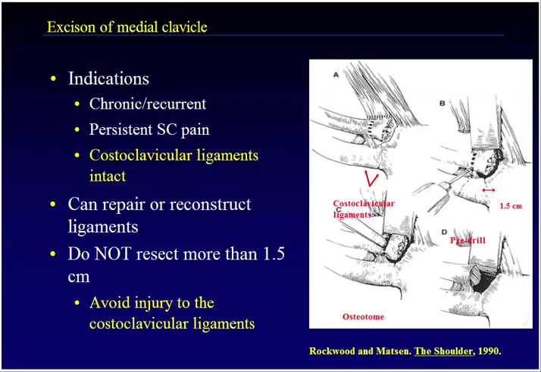The indications for medial clavicle excision would be chronic or recurrent dislocations, either anterior or posterior sternoclavicular dislocations, persistent sternoclavicular pain, so the patient's symptomatic and they have a recurrent or chronic dislocation. And it's very important that you keep the costoclavicular ligaments intact. Here are the costoclavicular ligaments here. So the excision must be performed medial to the costoclavicular ligaments, and it's recommended that you not excise more than 1.5 centimeters of the medial clavicle. If the costoclavicular ligaments are found to be disrupted at the time of surgery, then they should be repaired. So those are the important points to remember. Preserve the costoclavicular ligaments. Do not take more than 1.5 centimeters of the bone.